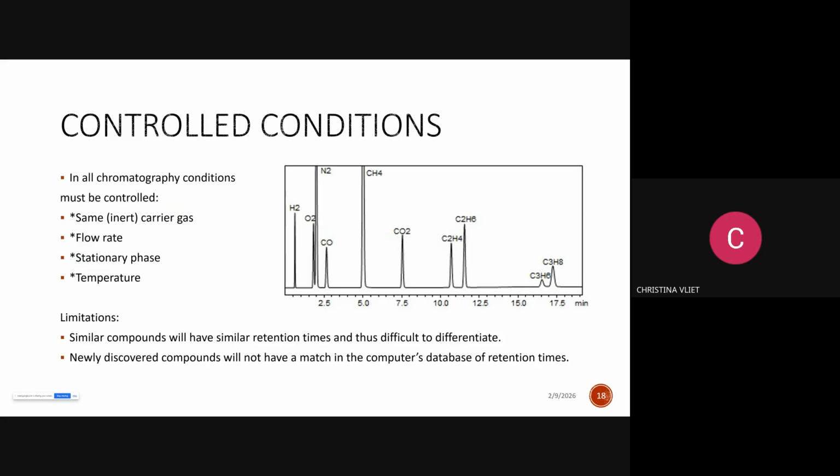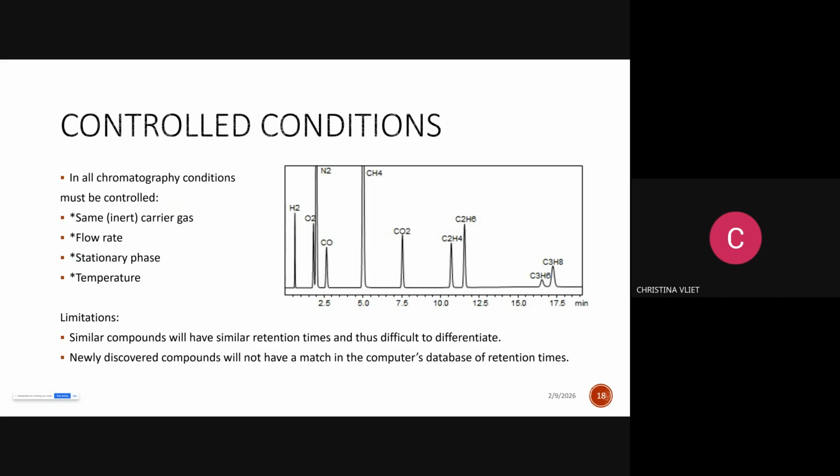Flow rate is how fast they're pushing everything through. Stationary phase means make your column out of the same material, whatever the liquid is that you're putting in it, choose it to be the same. And then temperature, choose the same temperature for the whole entire process to occur.